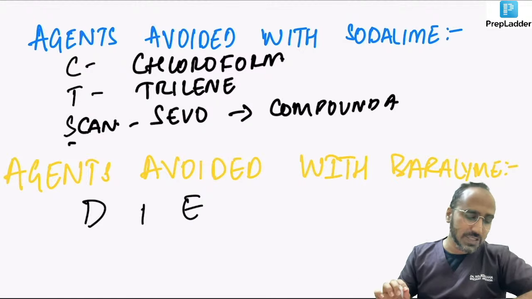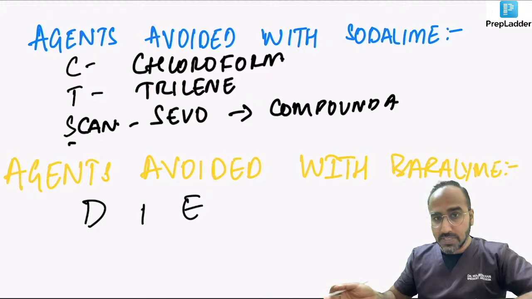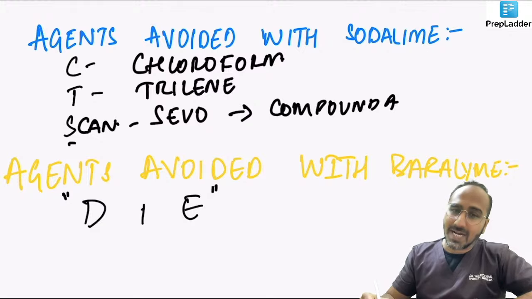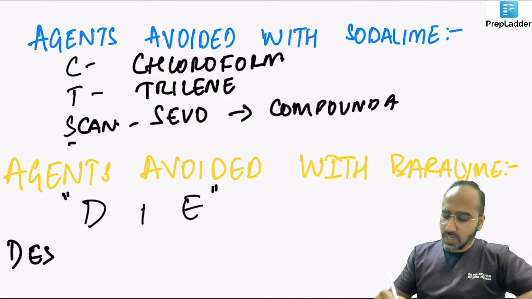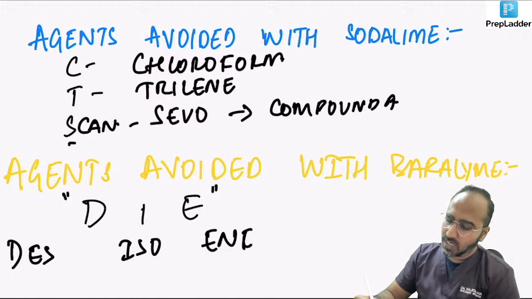One more agent is there which is called bara lime. Guys, remember, if you are not using soda lime, you use bara lime. But the agents which are avoided with bara lime are dye agents. Dye agents, if you use, patient will die. What dye agents? D stands for desflurane, I stands for isoflurane, E stands for enflurane, which is the most epileptogenic also.